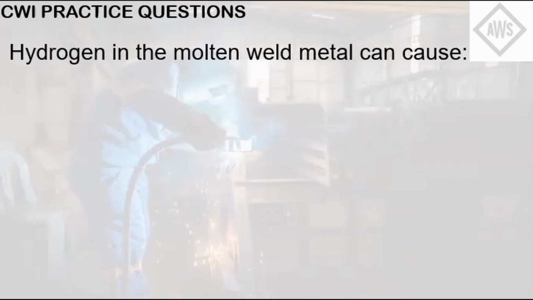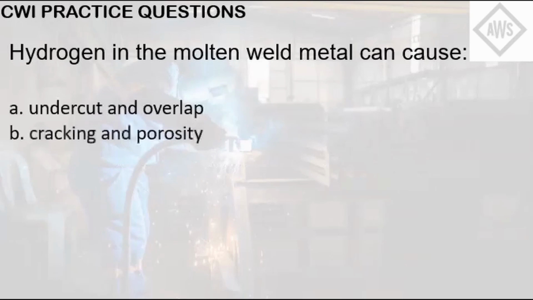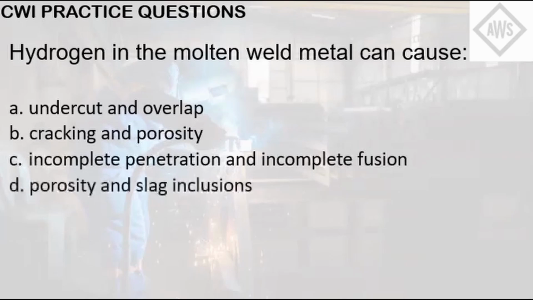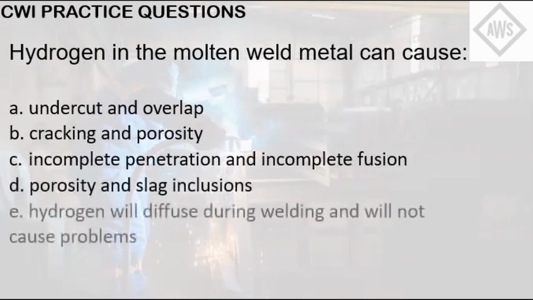Hydrogen in the molten weld metal can cause A, undercut and overlap, B, cracking and porosity, C, incomplete penetration and incomplete fusion, D, porosity and slag inclusions, E, hydrogen will diffuse during welding and will not cause problems. Now this question pertains to welding discontinuities and defects. Let's run through all of the choices.